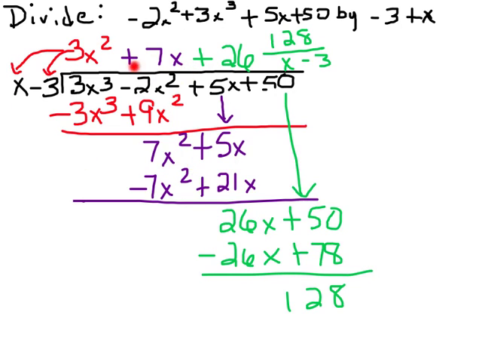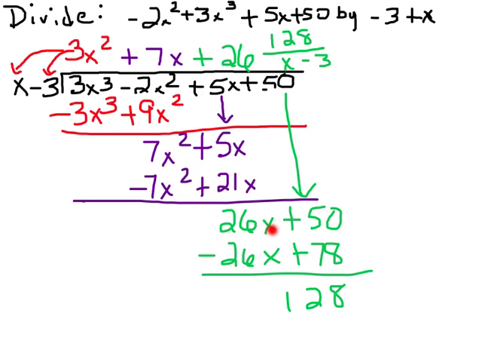You've divided. Now you multiply. 7x times x is 7x squared. 7x times negative 3 is negative 21x. So we're going to change both these signs. We get rid of this. We add these. We get 26x.